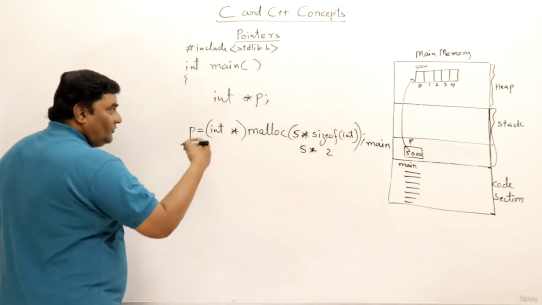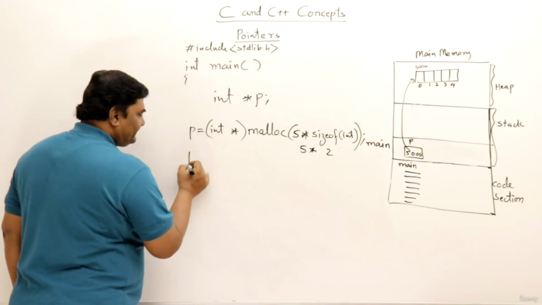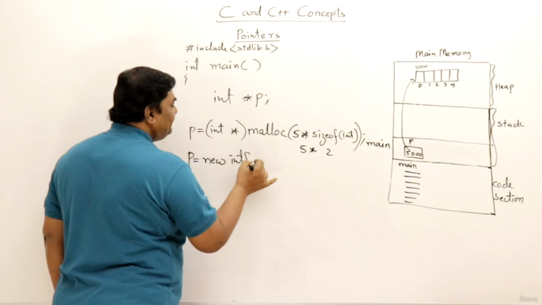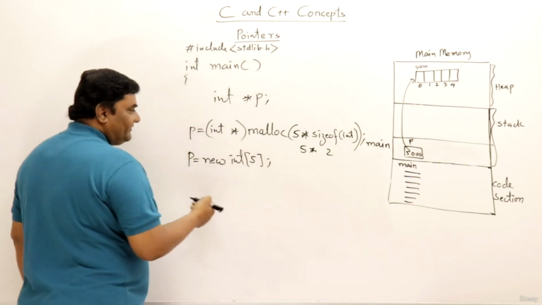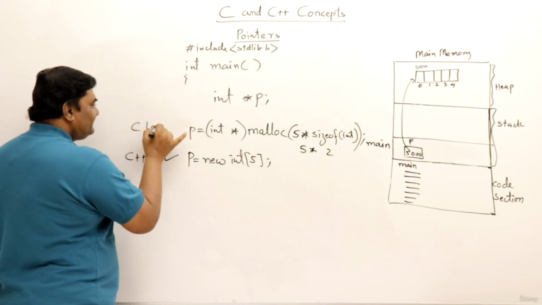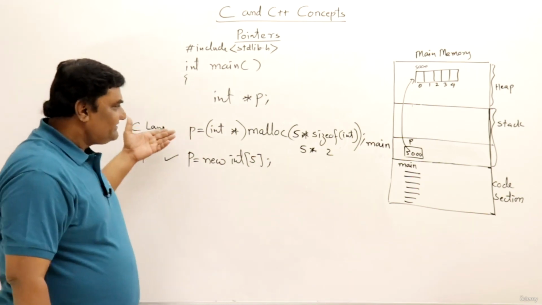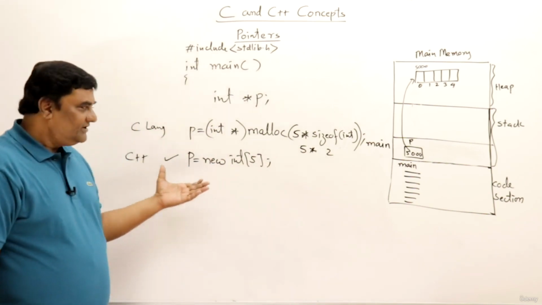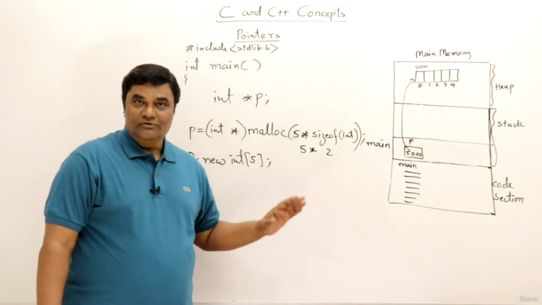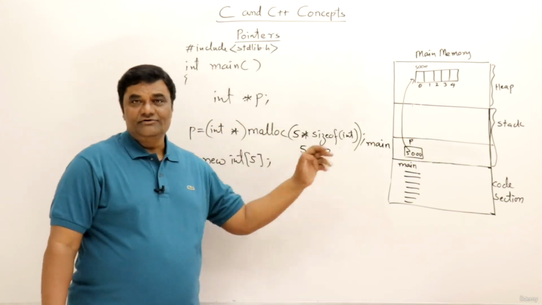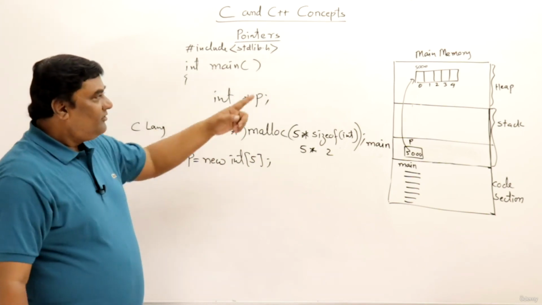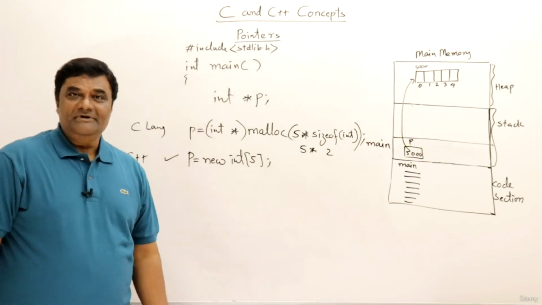And how to do the same thing in C++? We just have to say new. New is an operator in C++, of type integer, and say size 5. So in C++ it is very simple. This is C++ and this is C language. C language syntax is a little lengthy and C++ is very simple. While explaining, I may be writing new most of the time on the whiteboard, but actually in C language I have to use the malloc function for allocating memory in heap. So this is how a pointer is used for creating heap memory.